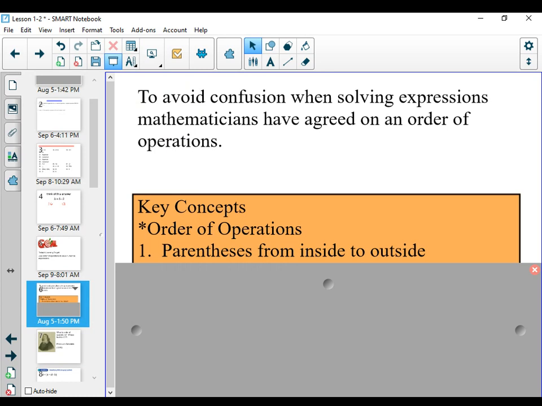So like I said, Franz von Schuten made these rules to avoid confusion. So mathematicians have agreed on this order, and you are a mathematician. So whether you agreed on it or not, here are your rules. Number 1, parentheses from inside to outside. I think you're used to having parentheses there, but the 7th grade twist is from inside to outside. Pause, please, if you need more time to write.